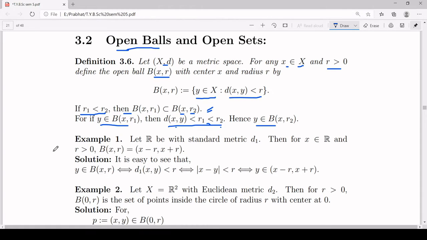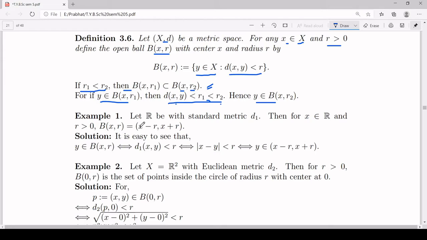Now let's go for the examples. The first example which we are taking is on the set of real numbers R with the standard metric d1. Do you remember what your metric d1 is? If you have x and y in R, then d1(x, y) was defined to be mod of x minus y. The example says if you take any x in R and a positive real number r, the open ball B(x, r) is equal to the open interval (x minus r, x plus r).